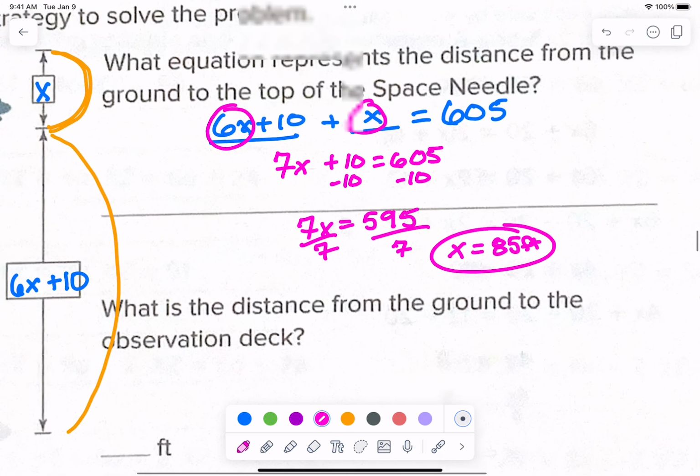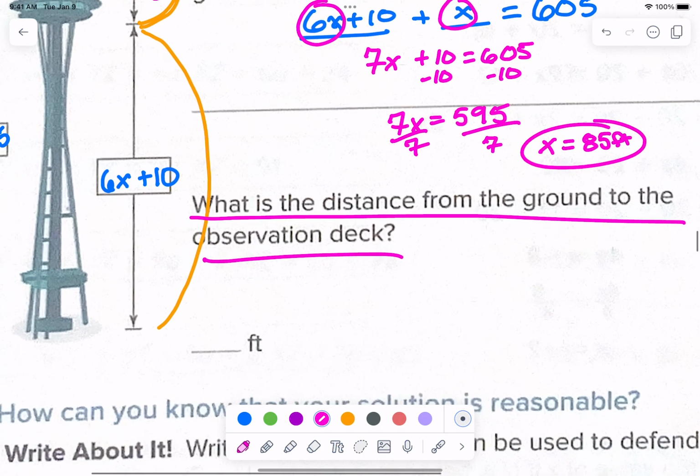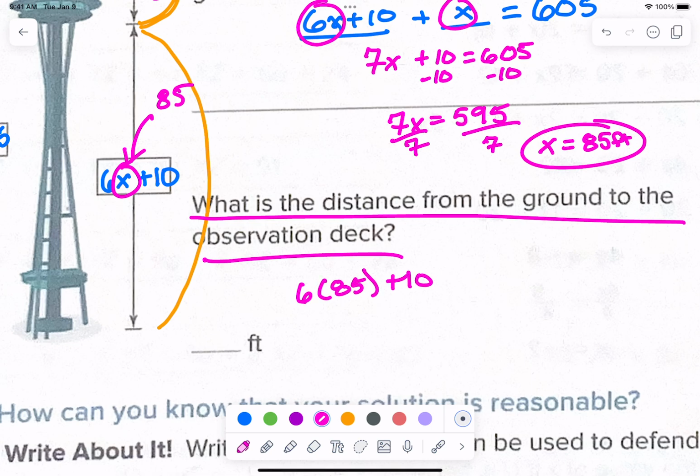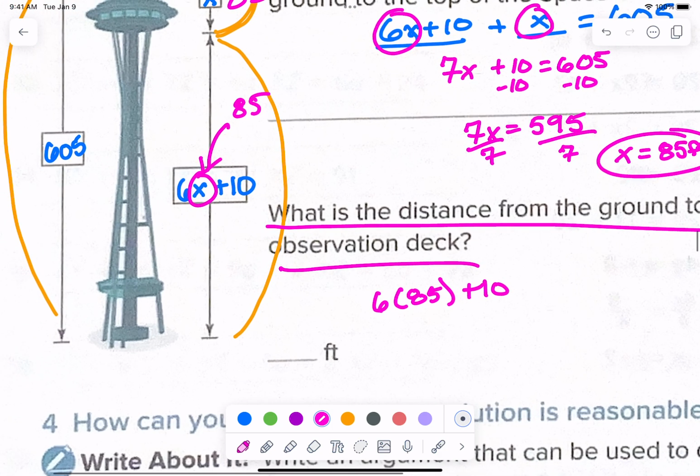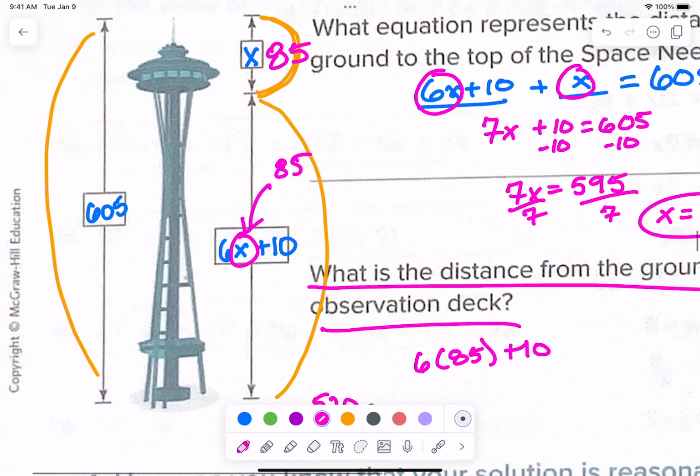The observation deck is 85 feet tall, but what do they want? What is the distance from the ground to the observation deck? Yep, we have to plug it back in here. So 6 times 85 plus 10. Anybody? 520. 520.